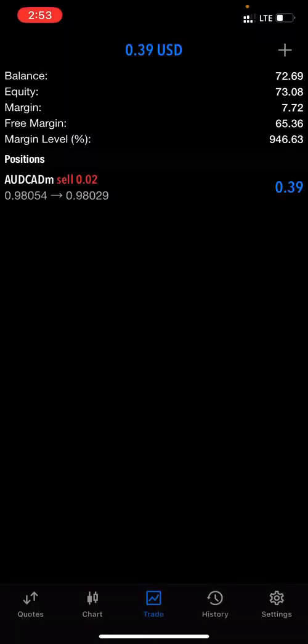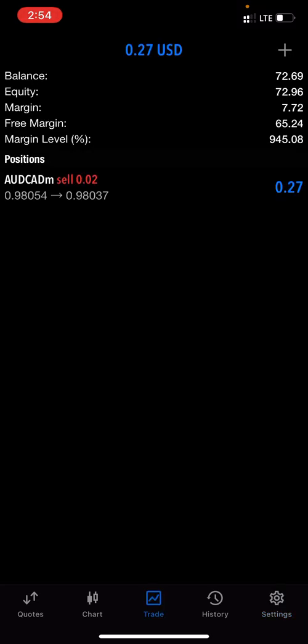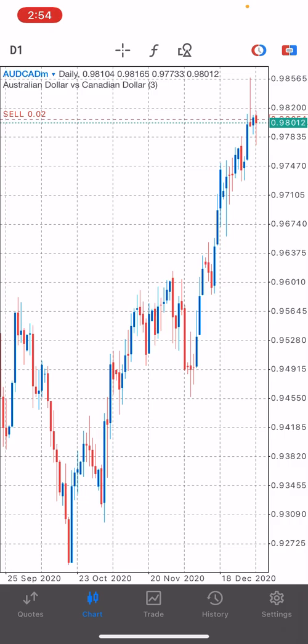Now, let me click trade. Okay, it's already in profit. As you can see, the balance is $72. Just to prove to you guys that it's a real account, let me show you. As you can see, real. You can see the real showing at the top. All right, let's continue. Now, let me go back to the chart.